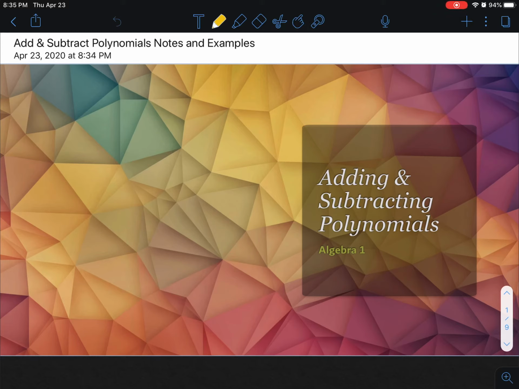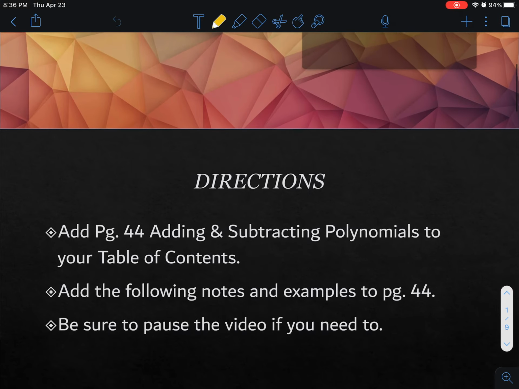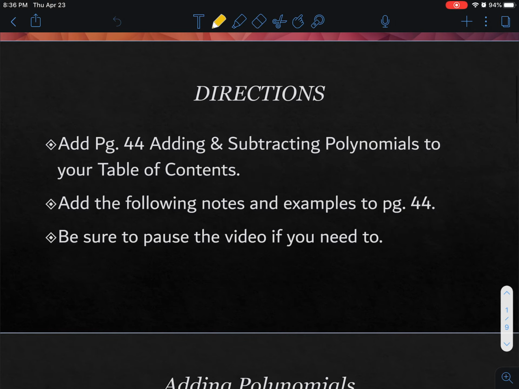Alrighty guys, for day 22 we're going to be talking about adding and subtracting polynomials. First thing I want you to do is add page 44 to your table of contents, and that is called adding and subtracting polynomials.